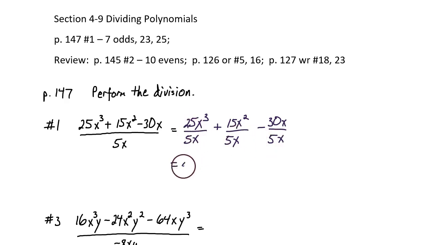25 divided by 5 makes 5. X to the third divided by x to the first makes x to the second. We're subtracting exponents there. In the middle, 15 divided by 5 makes 3. X to the second divided by x to the first makes x to the first power. And then on the last one, we'll have negative 6, and there won't be any x's at all because this x and this x cancel away.